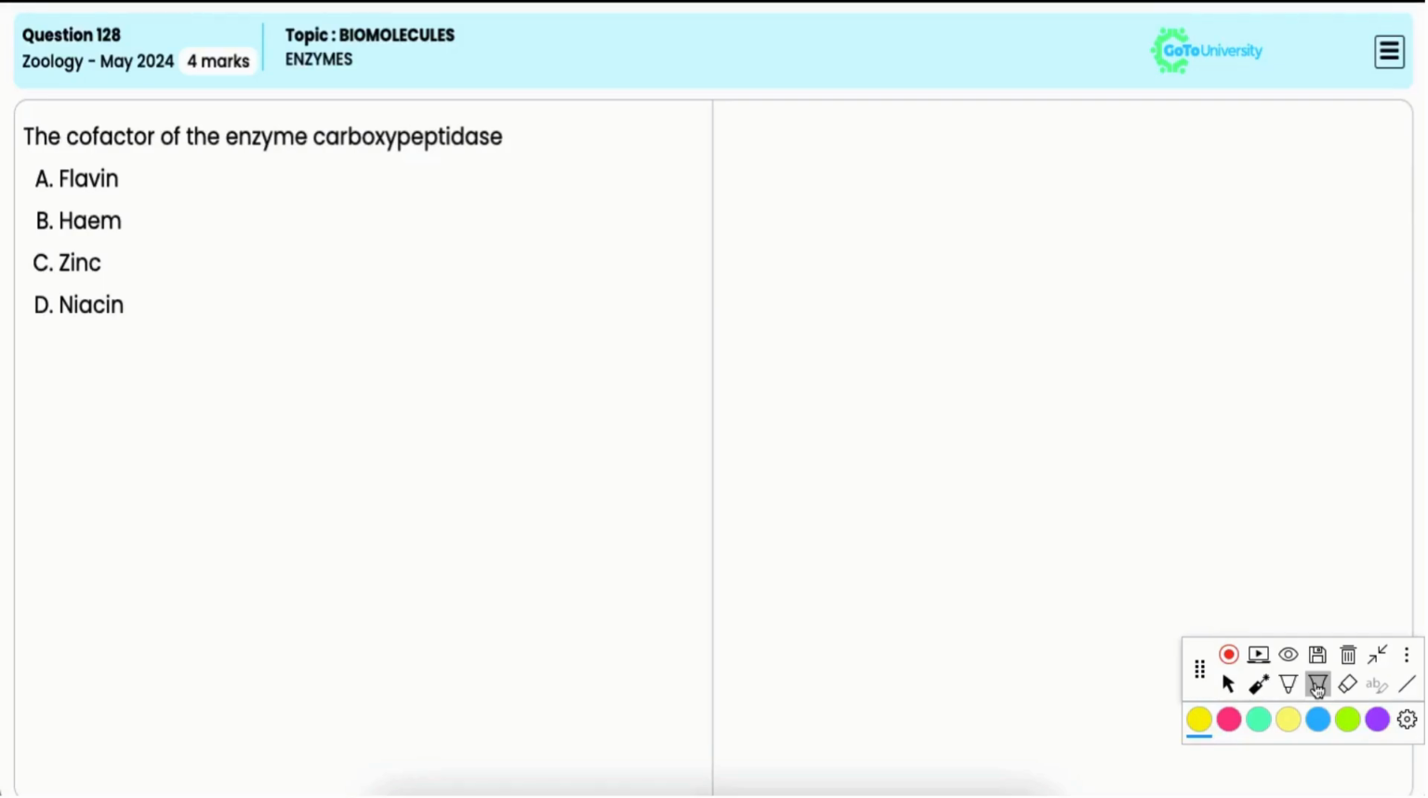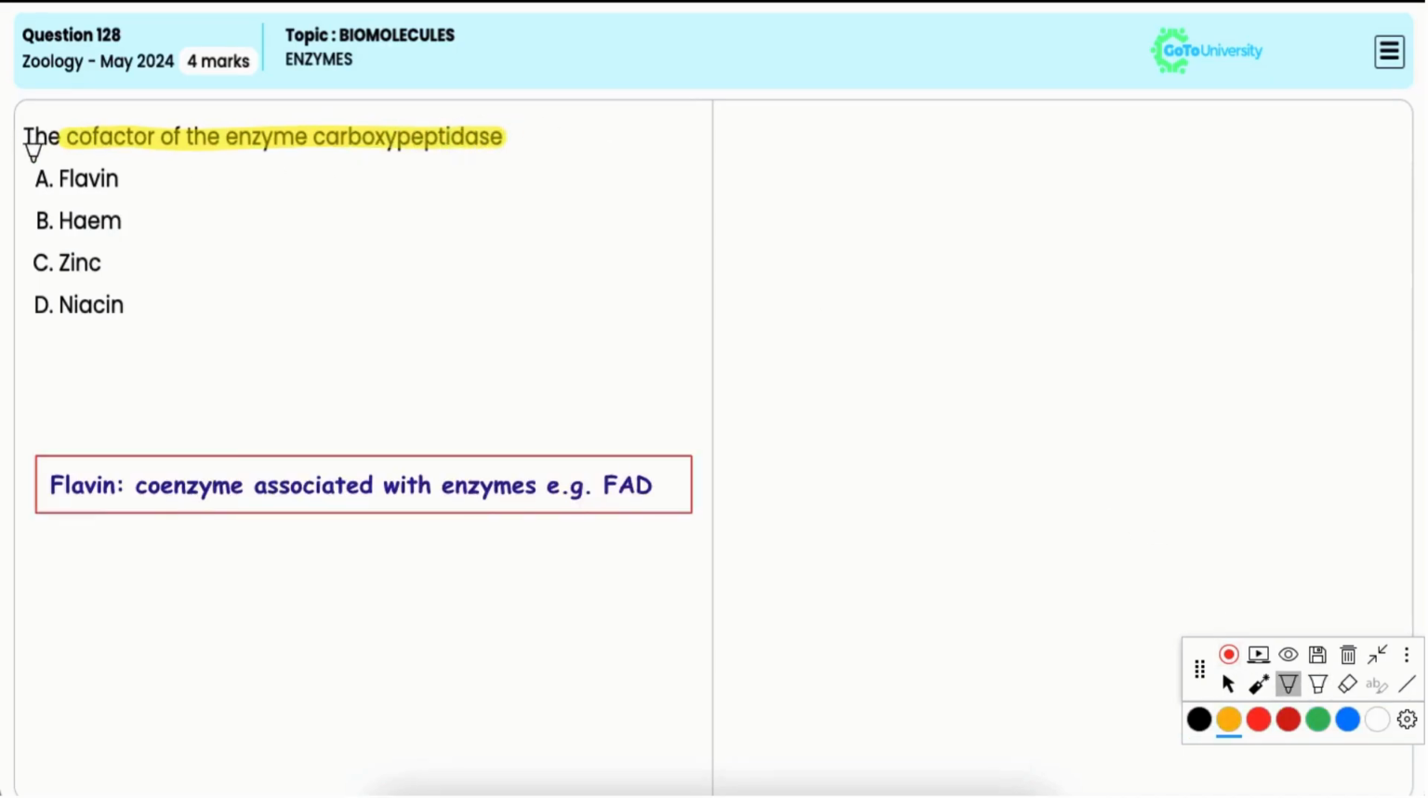In this question, you have to point out the cofactor of the enzyme carboxypeptidase. Option A, flavin. It is incorrect because flavin is a coenzyme which is usually associated with enzymes. For example, flavin adenine dinucleotide, that is FAD.